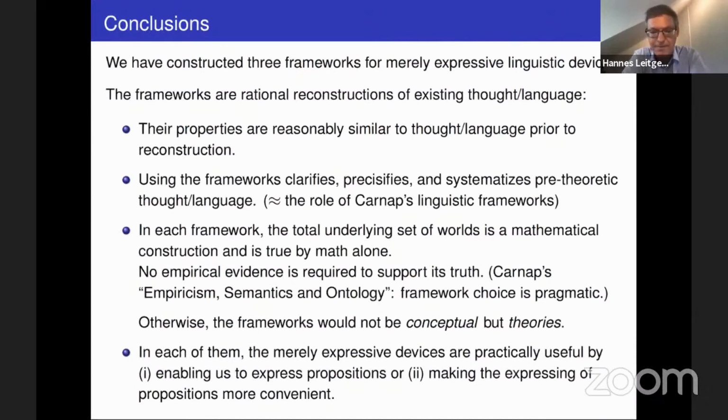Framework choice is. Now, in each of my frameworks, the merely expressive devices are useful things. They're practically useful. I don't want to eliminate them at all. They can be useful in 2 ways. They might enable us to express propositions that we couldn't express otherwise. Okay, so we wouldn't even be able to grasp the thought, but with their help we can. Or we might have been able to grasp the thought in different ways, but just in more complicated ways. So they help us to grasp the thought in a simpler way. That's the pragmatic thing again. Okay, and in either of these 2 ways, they can be really, really useful.